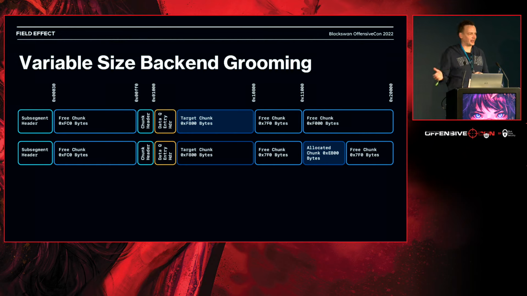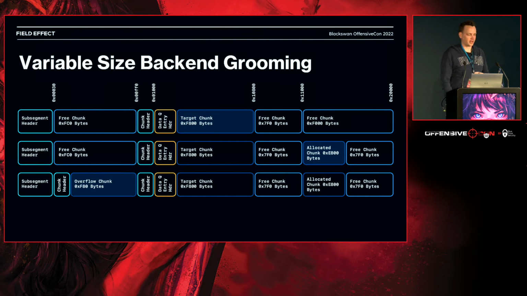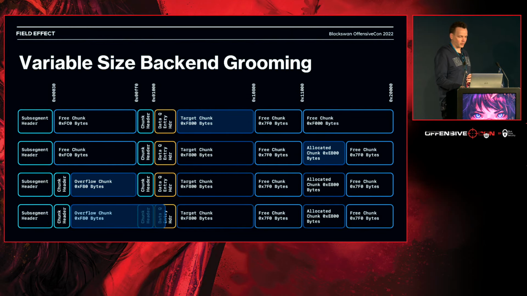So now if we filled in everything correctly, and we cause our overflow allocation to be around that FC0 byte size, we should be able to land it every time right in front. And it turns out that's entirely possible. We just need a little bit smaller size to make room for the chunk headers. So at this point, we can reliably overflow our data queue header.